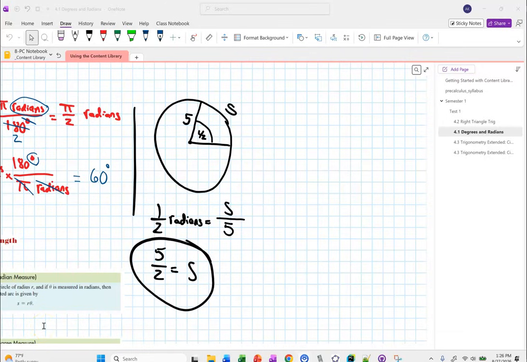Plan for today. We'll start by doing a little recap of what we did at the end of last class. So talking about converting from degrees to radians and about this relationship between angle and radians and arc length and radius.